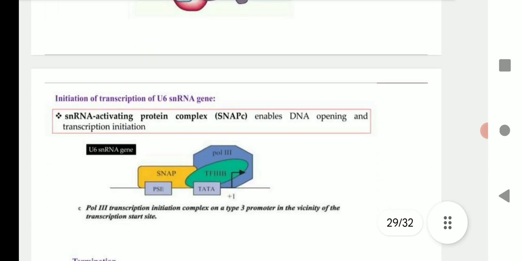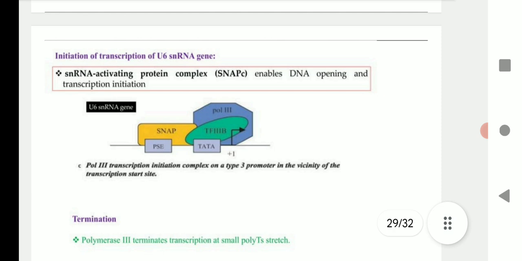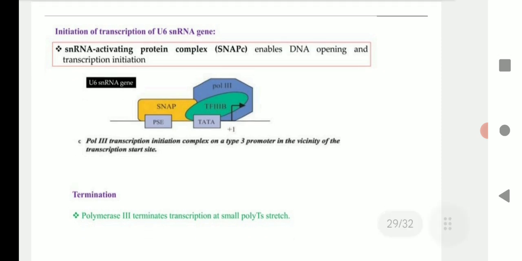start point. Once the primary transcript is synthesized, for the initiation of transcription of U6 snRNA, the snRNA activating protein complex comes and joins to this position and enables DNA opening and starts the transcription initiation of the U6 snRNA gene. The U6 snRNA gene is responsible for our splicing mechanism.